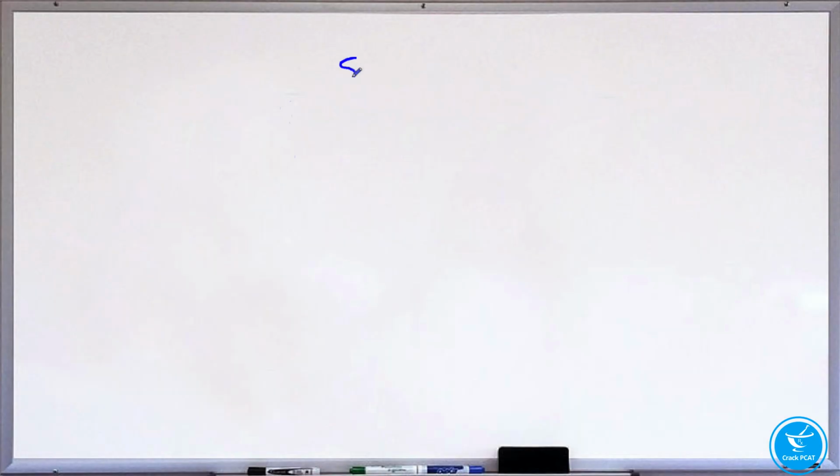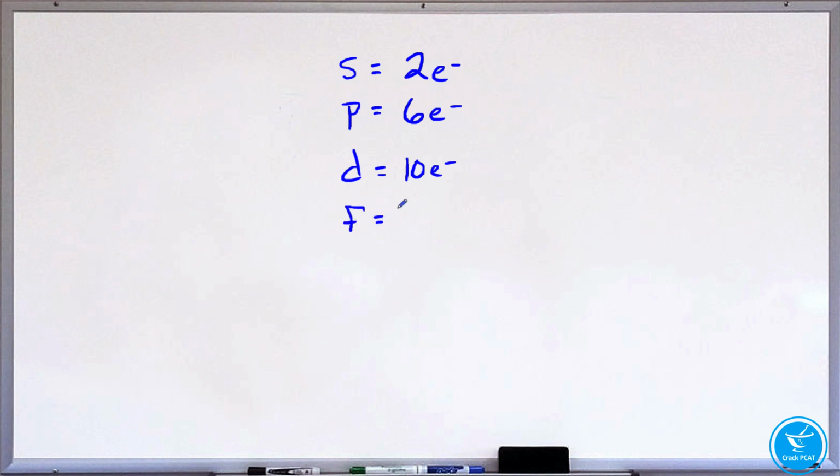S orbitals can have a maximum of 2 electrons. P orbitals can have up to 6 electrons. D orbitals can have up to 10. And F orbitals can have up to 14 electrons.